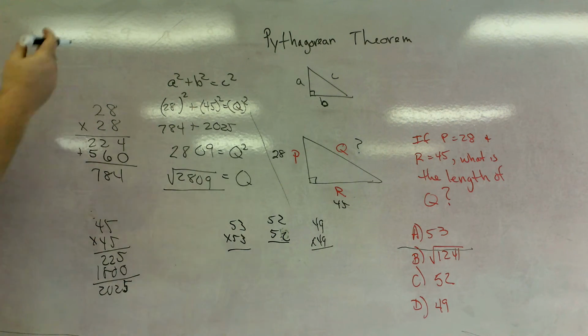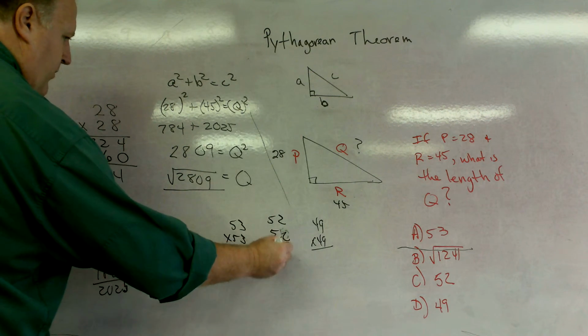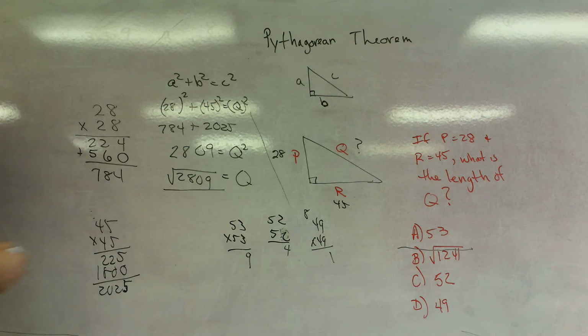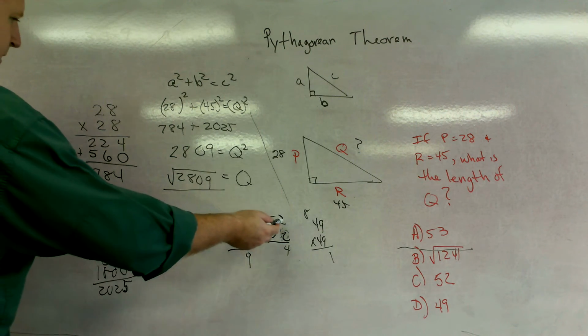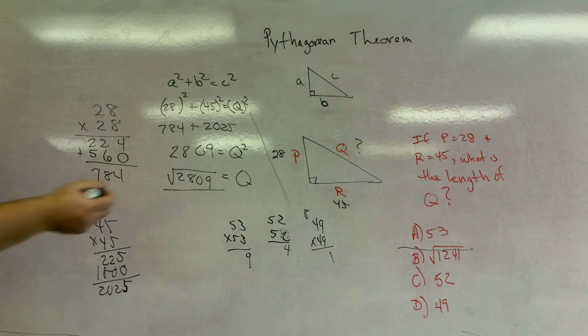Let's just do the first multiplication of each one. 3 times 3 is 9. 2 times 2 is 4. 9 times 9 is 81, carry the 8. So my ones digit for 53 squared is a 9. For 52 squared is a 4. For 49 squared is a 1. And I have a 9 in the ones digit.